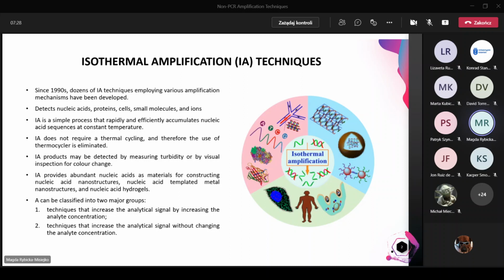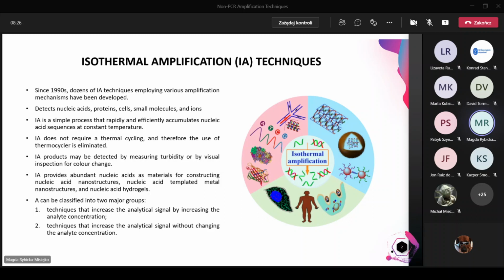And since the early 90s, many isothermal nucleic acid amplification techniques employing different amplification mechanisms have been developed. Most of these methods possess impressive sensitivity for the detection of nucleic acids, and some have also achieved commercial success. More recently, isothermal amplification techniques have been expanded to detect a wide spectrum of targets, including proteins, cells, small molecules, and also ions. The combination of isothermal amplification and nanotechnology has also attracted intense attention.